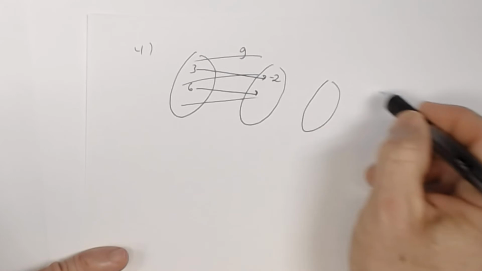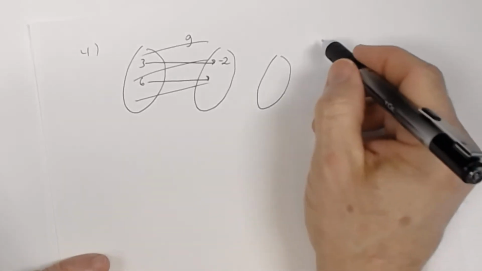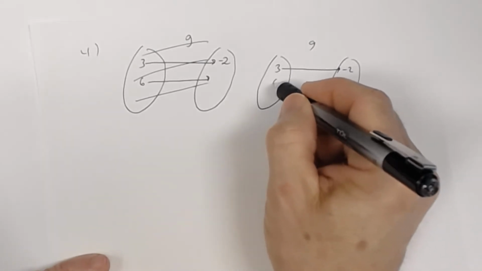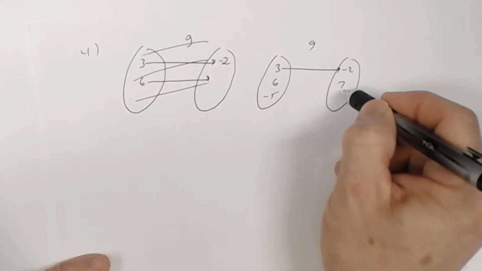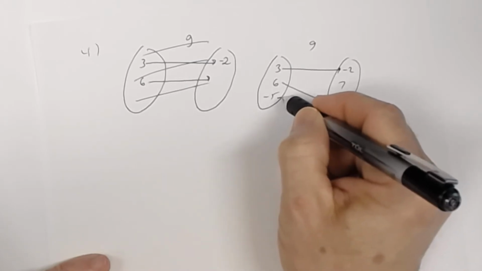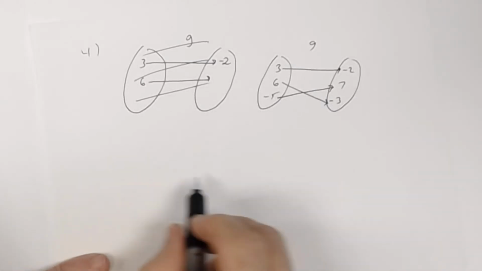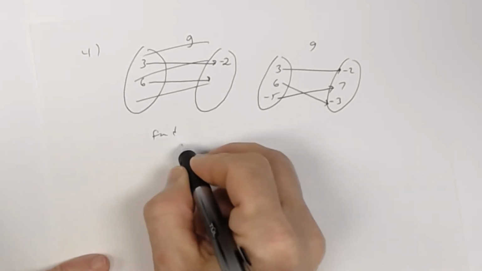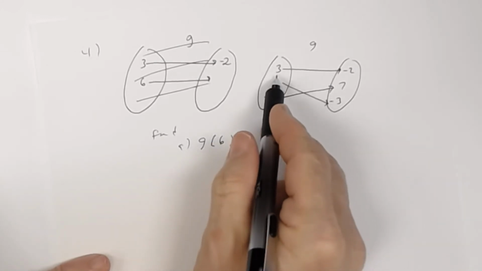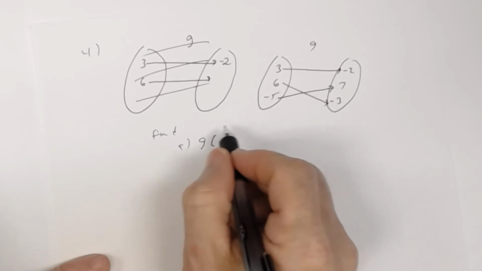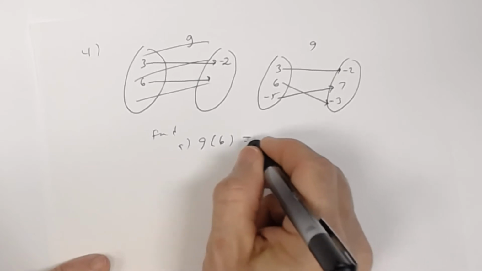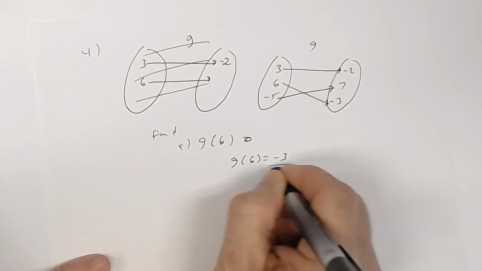So G, let's do it here. G takes 3, maps it to negative 2. Okay, so let's say that's 6 and that's negative 5, and let's say that's 7 and that's negative 3. So G takes 6, maps it to negative 3, and takes negative 5 and maps it to 7. So that's what I wanted. All right, so let's say A, you want to find G of 6. So again, if you think of this as x and y, G of 6 means what's the y coordinate when x is 6. So if x is 6, my y coordinate is negative 3. So G of 6 equals negative 3.